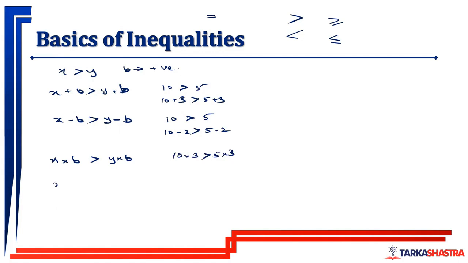And if we divide by this positive value, still the inequality won't change its nature. So 10 divided by 2, 5 divided by 2. So 5 is greater than 2.5. The inequality will not change. So in an inequality, we can add, subtract, multiply or divide a positive value without changing the nature of the inequality.